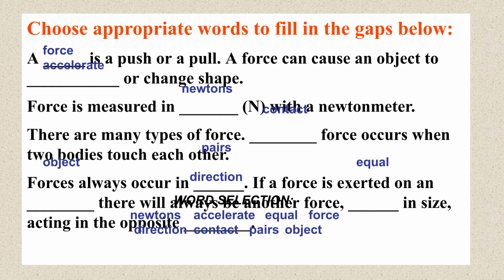Contact force occurs when two bodies touch. Forces always occur in pairs. If a force is exerted on an object, there will always be another force, equal in size, acting in the opposite direction.